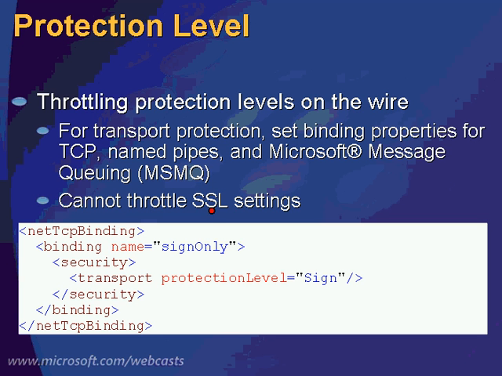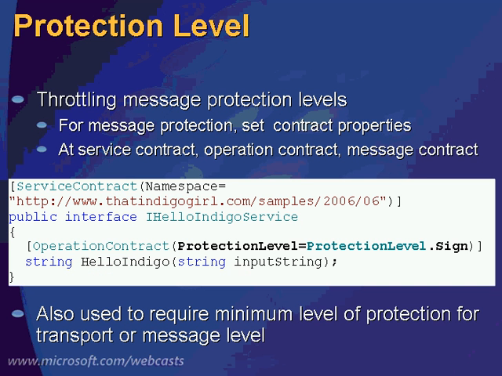So we can't throttle if you're using SSL. If I'm actually using transport with message credential over HTTP and I'm hosted in IIS with SSL, I don't get to choose whether I encrypt and sign. I am encrypting and signing. You cannot reduce that. But when we're talking about TCP or named pipes or MSMQ, we do have that ability to control it. Why would I do that? Again, maybe because I'm on an IPsec system or network.